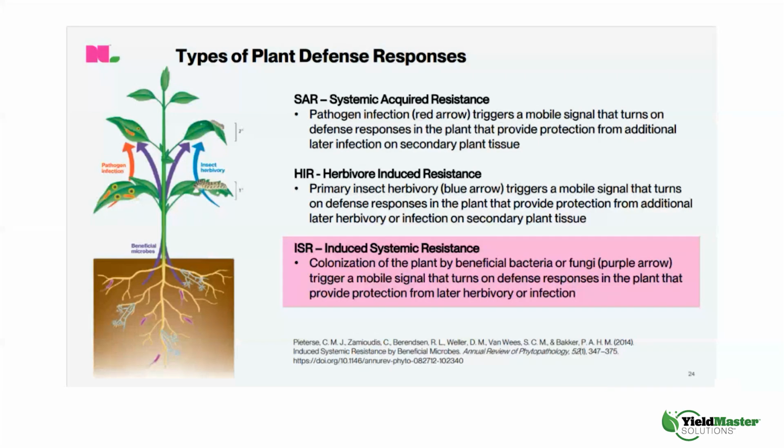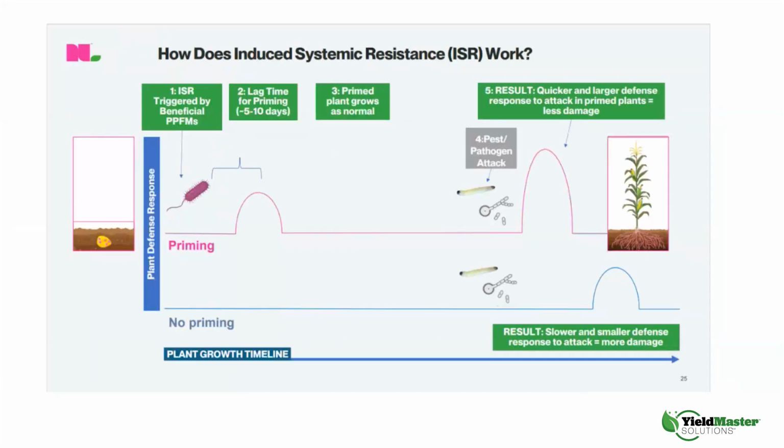So there's a really good visual right here. This is kind of how that works. You can see on the bottom there, the blue line, the no priming. This is exactly what would happen in a normal plant's life cycle. Plant's growing along, lying straight across. All of a sudden, you can see the little picture there, the rootworm larva. So what happens is we start getting that feeding.